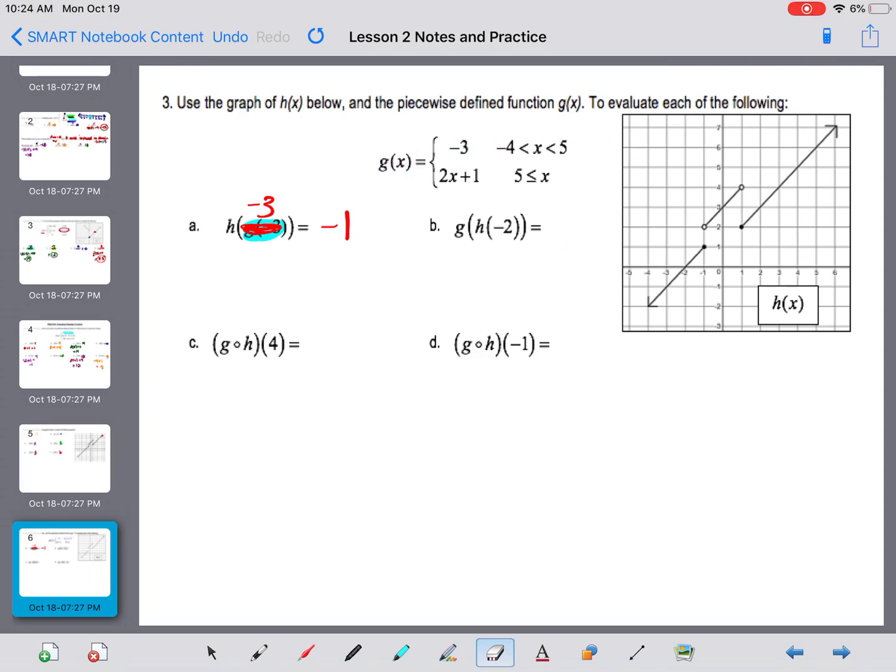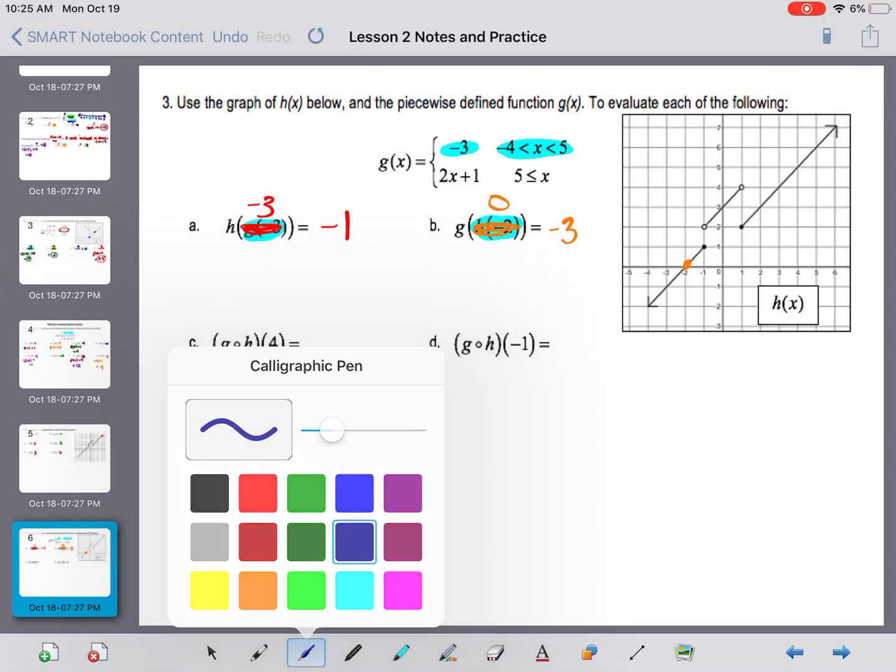For B, we're going to find g of h of negative 2. So h is the function on the inside, so we're going to find h of negative 2 first. So go to my x value. The y value when x is negative 2 is 0. So this becomes 0. Now we're going to evaluate g of 0. 0 fits in this domain here. It's in between negative 4 and 5, so we're going to use this function. Again, it's just a constant, so our answer is whatever that constant is, which is negative 3.